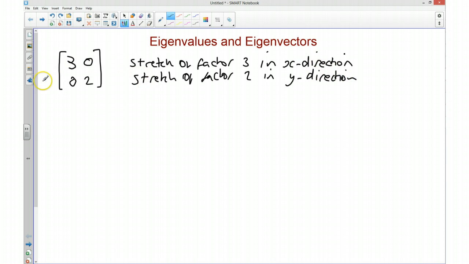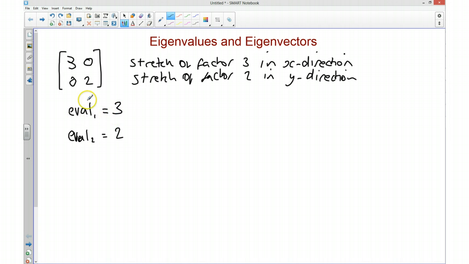Okay, right. So in this context, we would say that this transformation matrix has two eigenvalues. One of the eigenvalues, so eigenvalue 1, is going to be equal to 3. And the other eigenvalue, so eigenvalue 2, is going to be equal to 2, because those are the stretch factors.